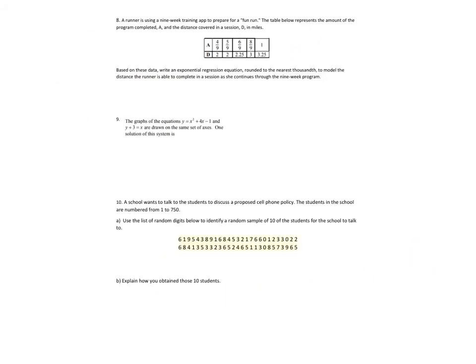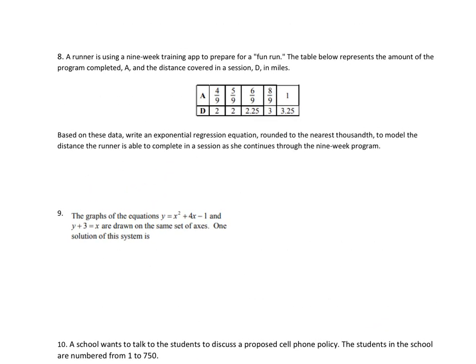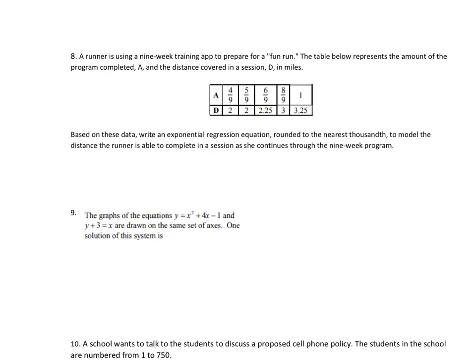Okay, so last page. A runner is using a 9-week training program for a fun run. The table below represents the amount of program completed A and the distance covered in miles D. Based on this data, write an exponential regression equation. So that's what we're doing. That's our goal. Again, it's an equation, so make sure you have y equals. Rounded to the nearest thousandth, that's important, to model the distance the runner is able to complete in a session as she continues through the 9-week program. So we want an exponential equation, so AB to the x.